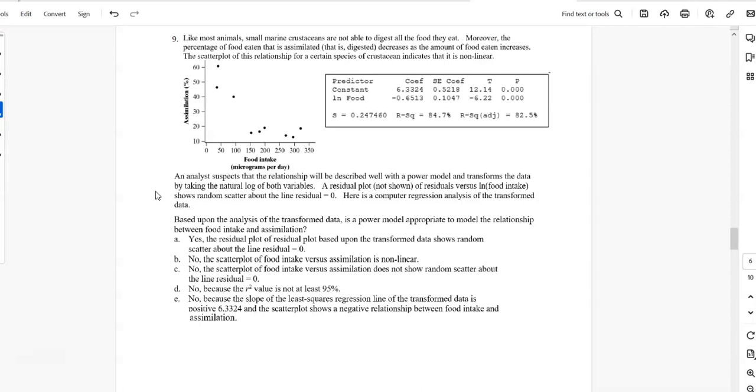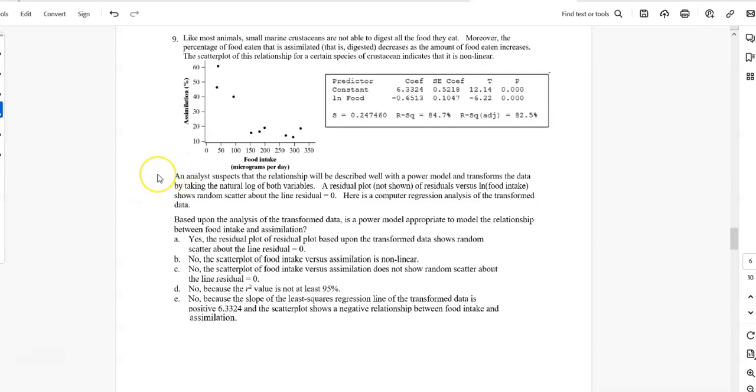Moreover, the percentage of food eaten that is assimilated, that is digested, decreases as the amount of food eaten increases. So if they eat more, they assimilate less of the food, I guess. That kind of makes sense. It's just going through them, I guess.